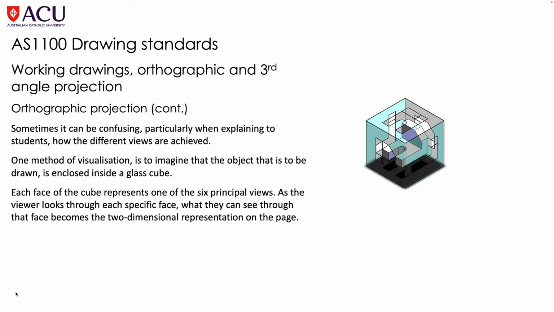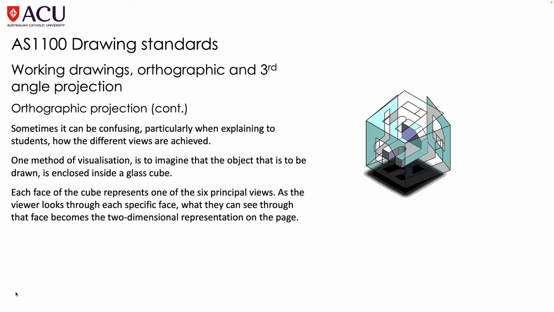Each face of the cube represents one of the 6 principal views. As the viewer looks through each specific face, what they can see through that face becomes the 2-dimensional representation on the page. So it kind of makes sense when you're looking at it from the front and you can see what you actually see projected onto the front.